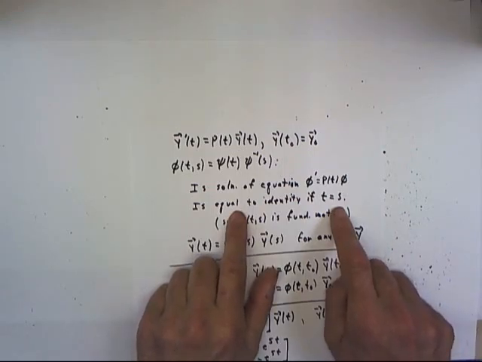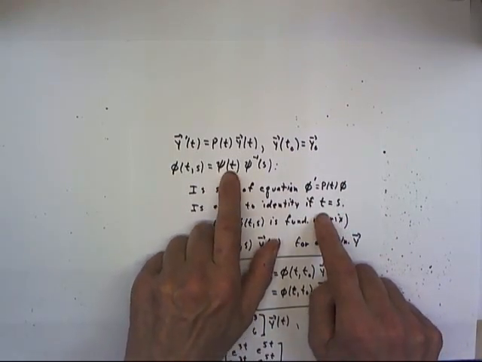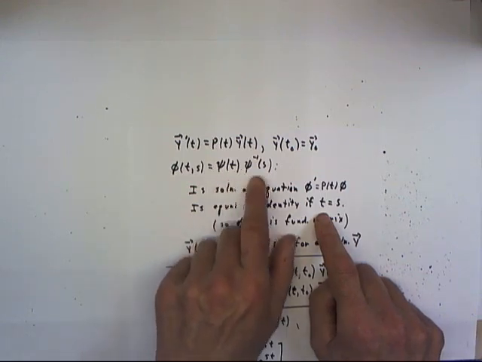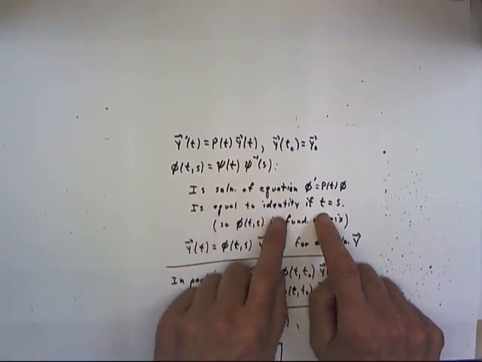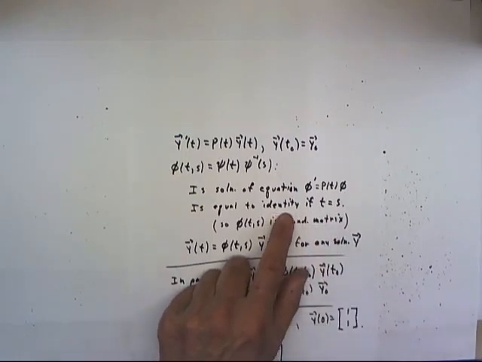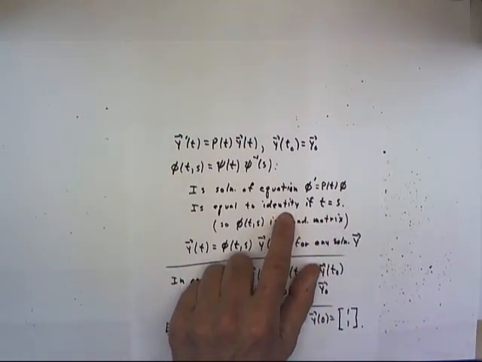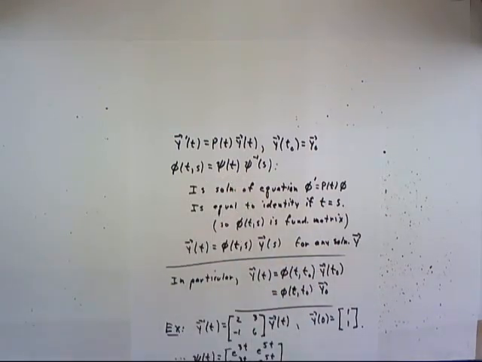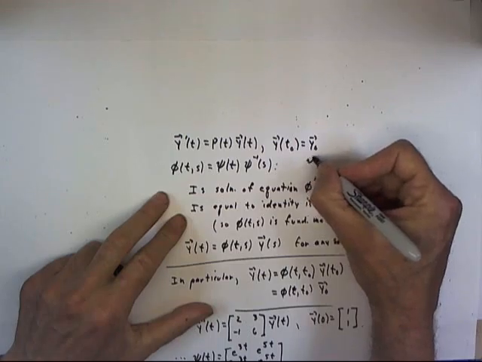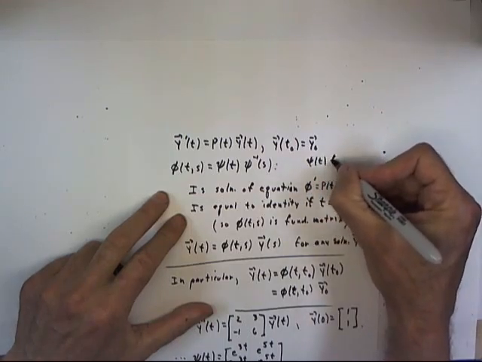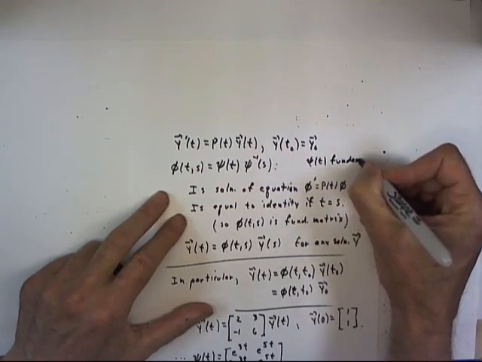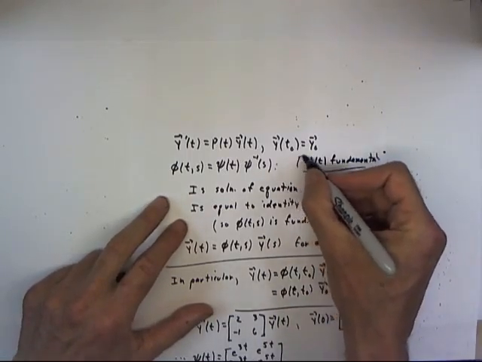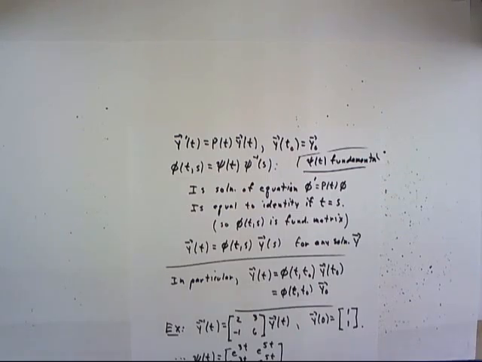And this should be obvious if you think about it a little bit. If t equals s, then you've got psi of s, psi inverse of s, and a matrix times its inverse is the identity. So that's kind of a no-brainer. Assuming that psi is a fundamental matrix, and let's write that in, so we're sure that we understand that that is a condition of what we're talking about.